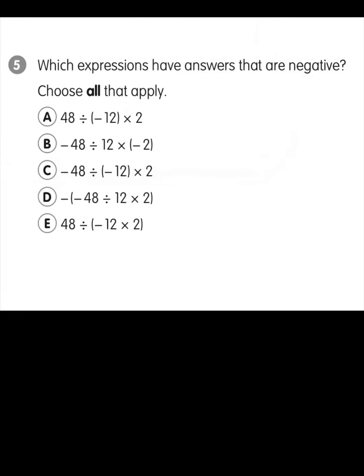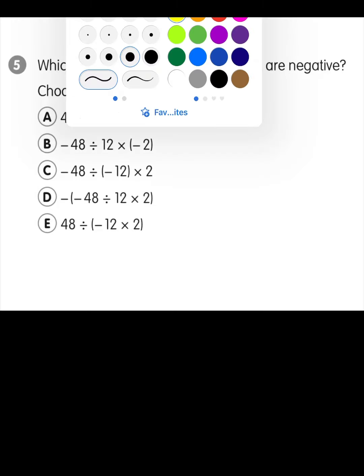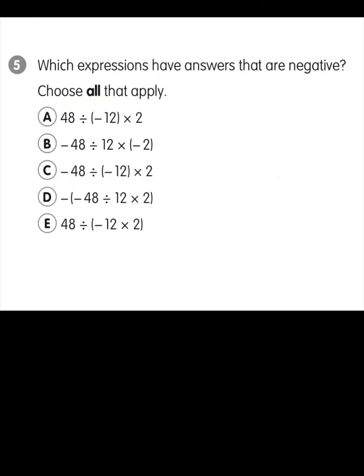Let's go through A. What do we see with A? We have a positive being divided by a negative. So we have this evaluated first. A positive divided by a negative, that's going to be negative. Negative times a positive, so that gives us a negative. So that's negative.